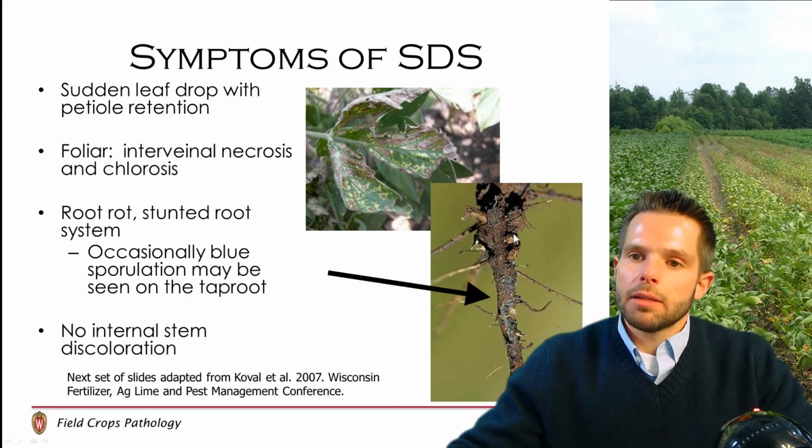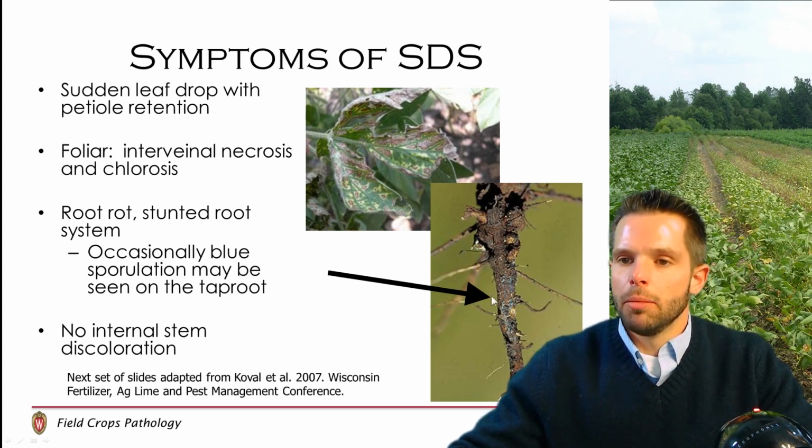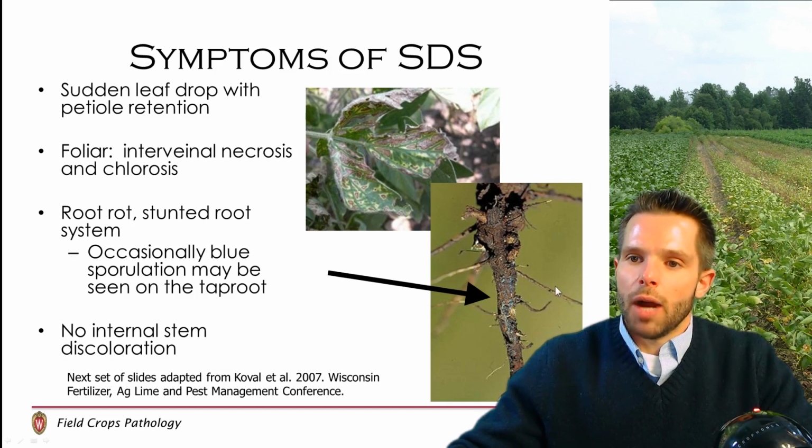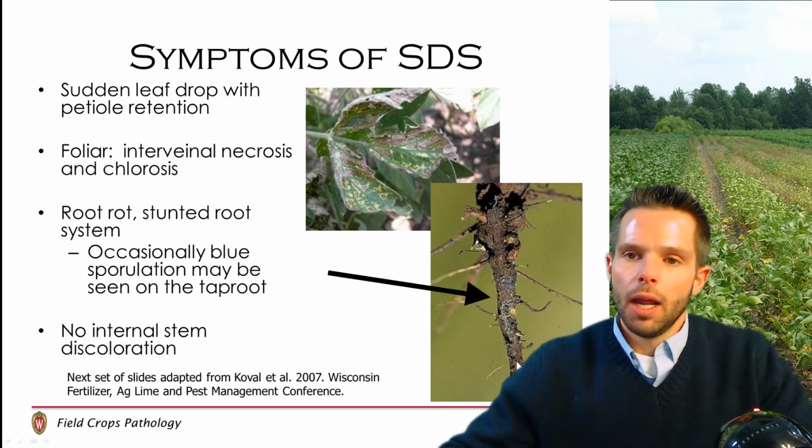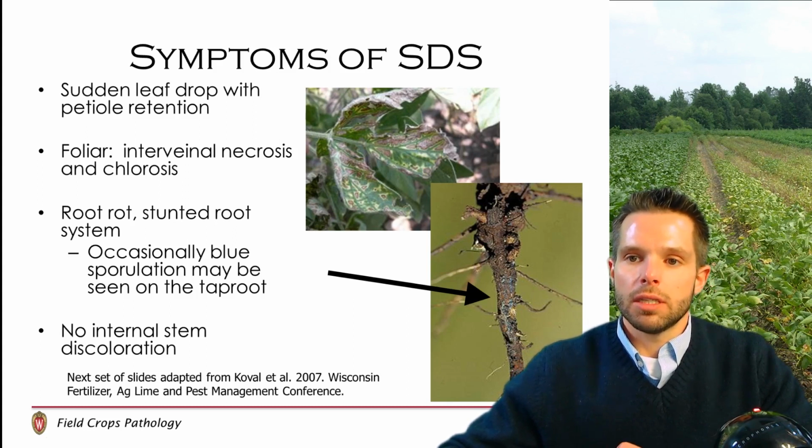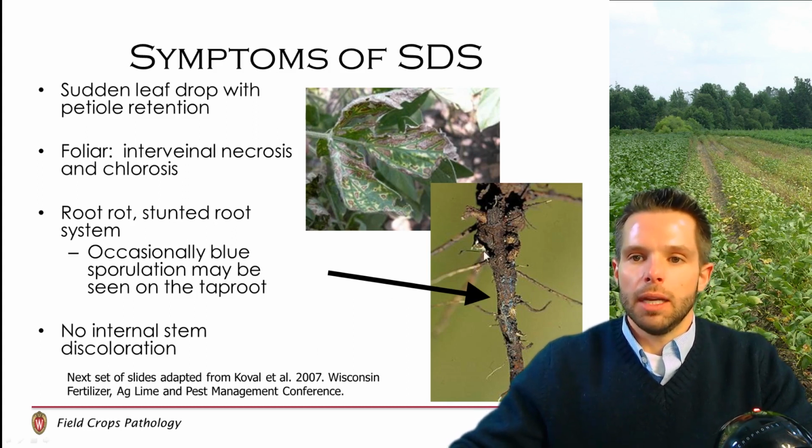But when we pull plants from the soil and observe the roots of plants that are affected by sudden death syndrome, we oftentimes see rotted root systems, like you see in this photograph, and then oftentimes we'll notice a blue or purplish growth on the surface of that taproot. That is indicative of sudden death syndrome. So if you see the rotted root system and that purple growth, that could be sudden death there.